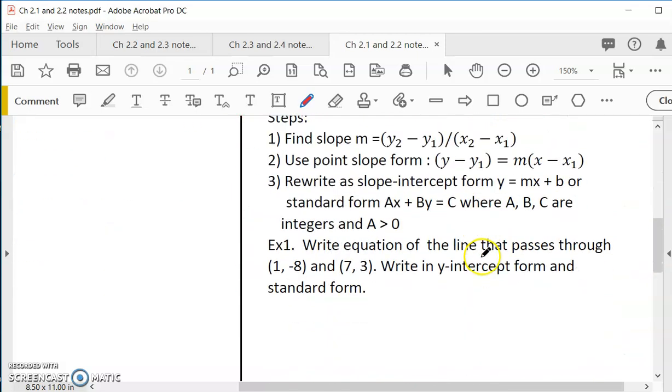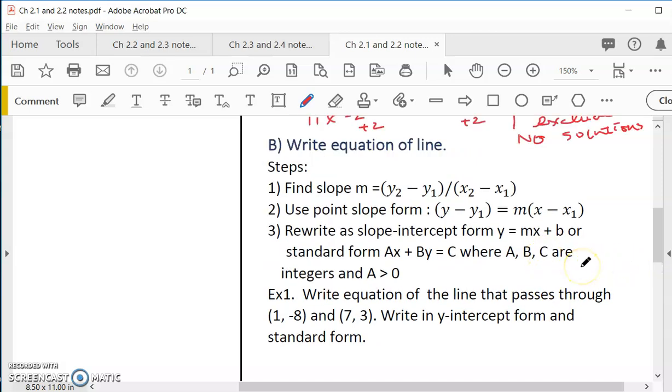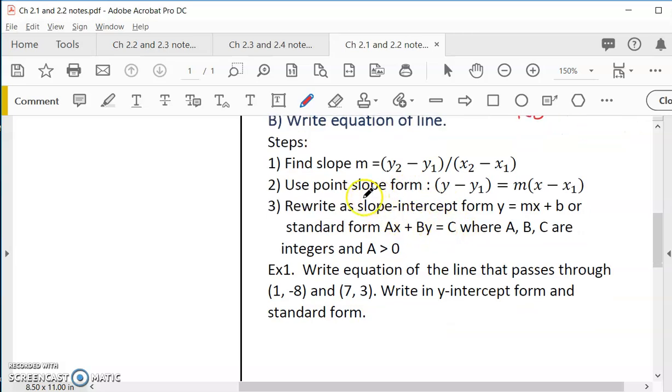The second part of 2.2 is about lines. If someone tells you there is a line that passes through 2 points, how do I write the equation of that line? This is very often used to solve applications, so we need to master how to do that.